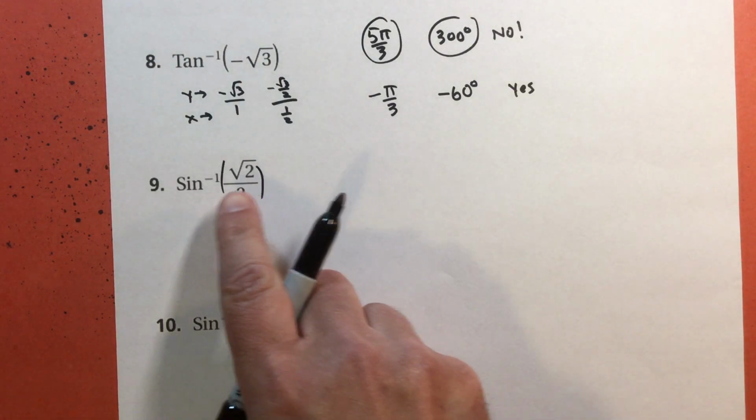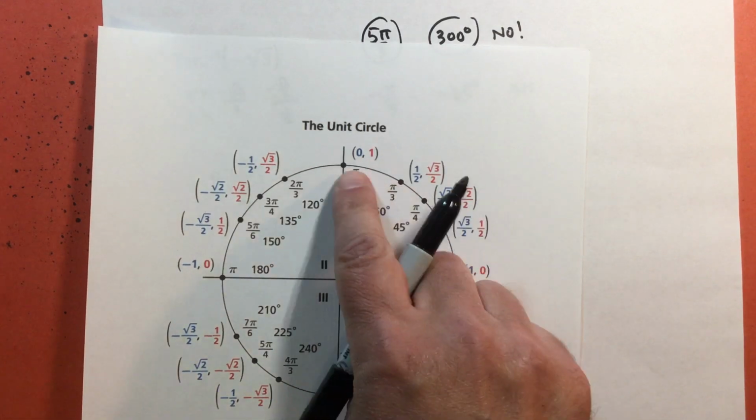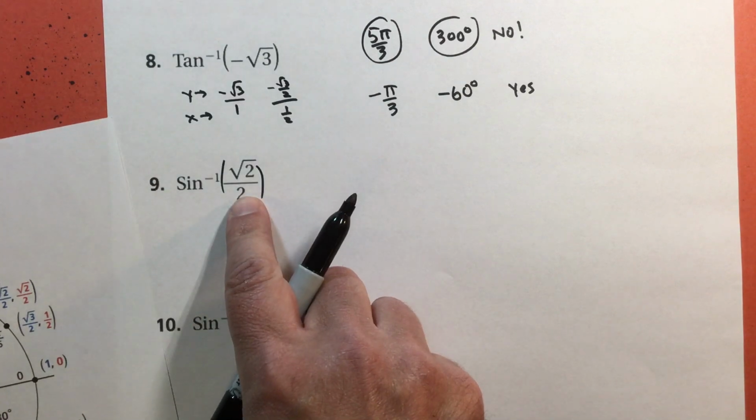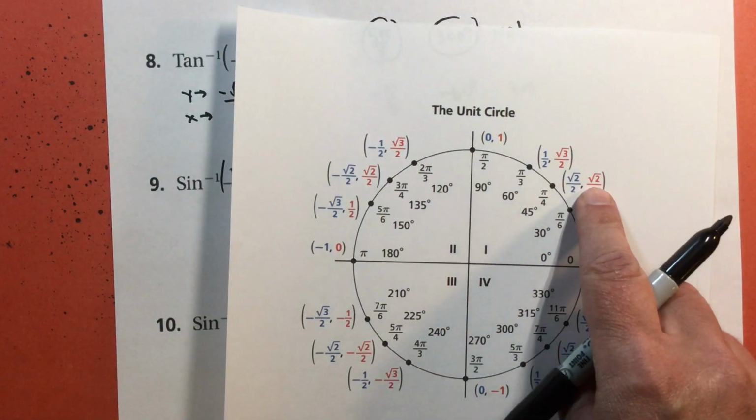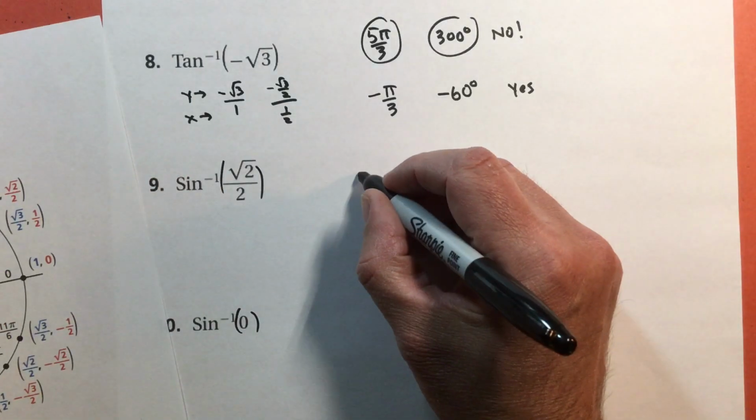All right, sine inverse, I have a positive ratio. So that tells me I'm going to have a positive angle. The y coordinate is square root of 2 over 2, which is right here. That tells me it's pi over 4, also known as 45 degrees.